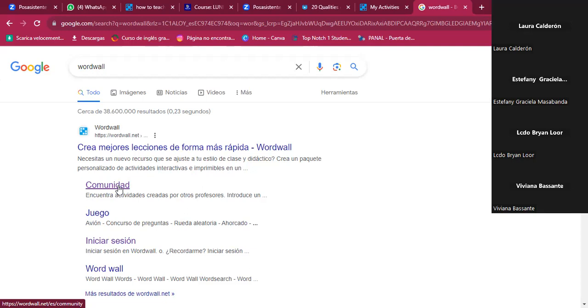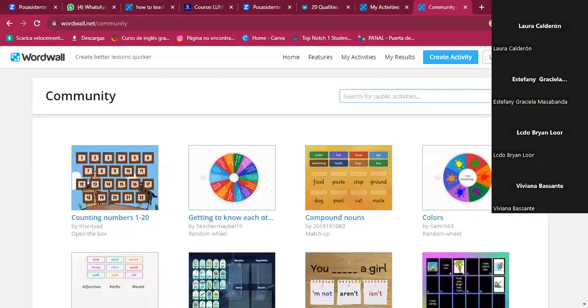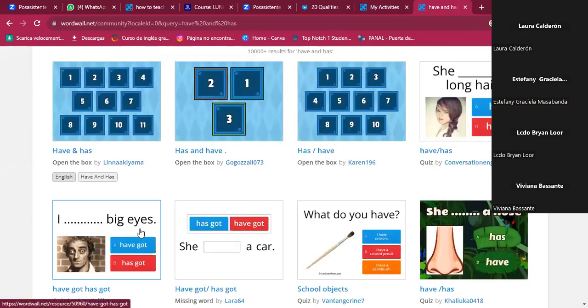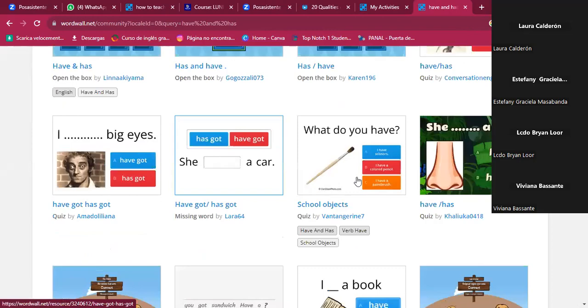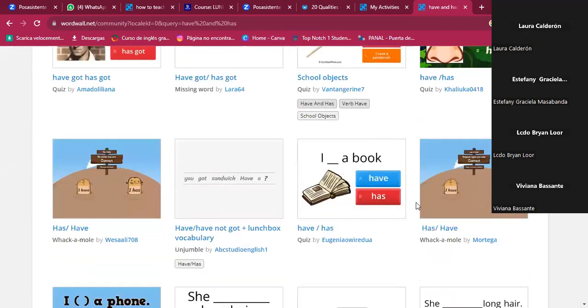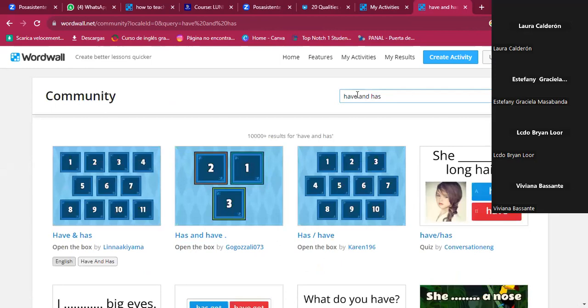Click on community. If you have your account, click on community, and then here you will have all the games. For example, if I put "have" and "has", you will find a lot of games with have, has, with this grammar. You can find the topic that you want or the topic that you are given in your classes, right?